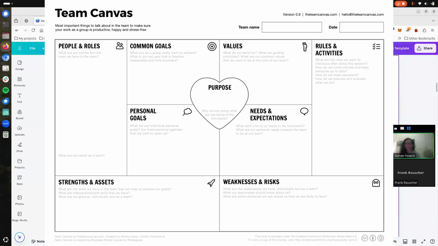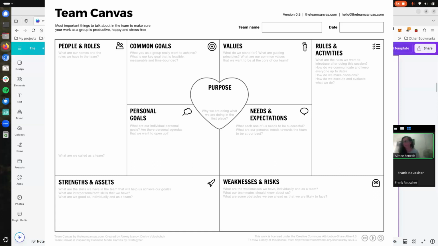The way that the CoLab has been using it within the teams is that each person would complete one for themselves. So, for example, in the first column, people and roles, let's say Amy is completing it on my own behalf. So I would write my name there.